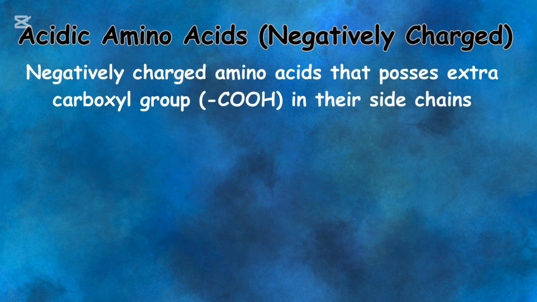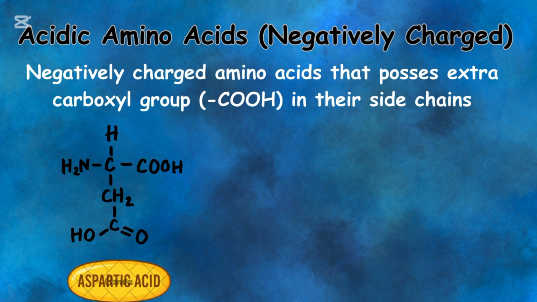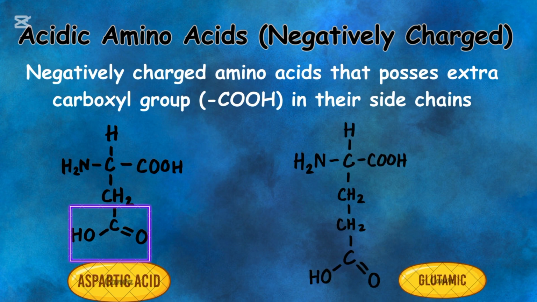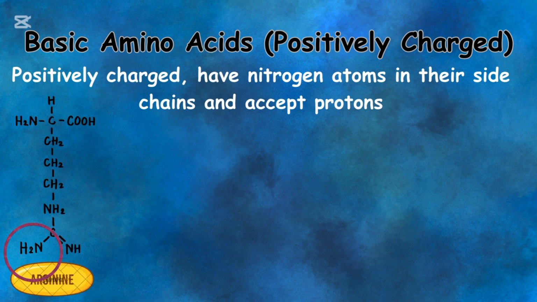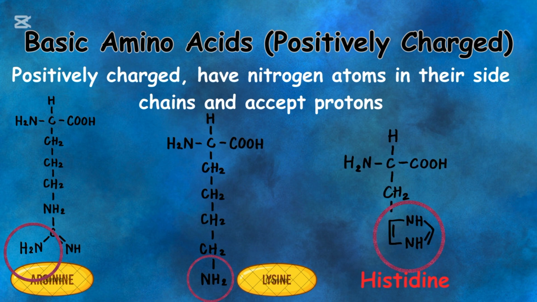Acidic amino acids are negatively charged and possess an extra carboxyl group in their side chains. Examples are aspartic acid, showing its extra carboxyl group, and glutamic acid, also indicating its extra carboxyl group. Basic amino acids are positively charged. They have nitrogen atoms in their side chains and accept protons. Examples include arginine, lysine, and histidine.